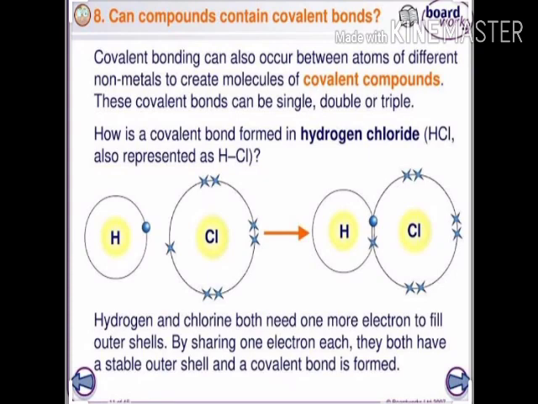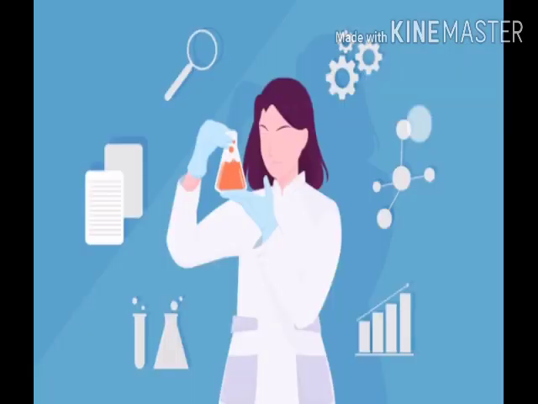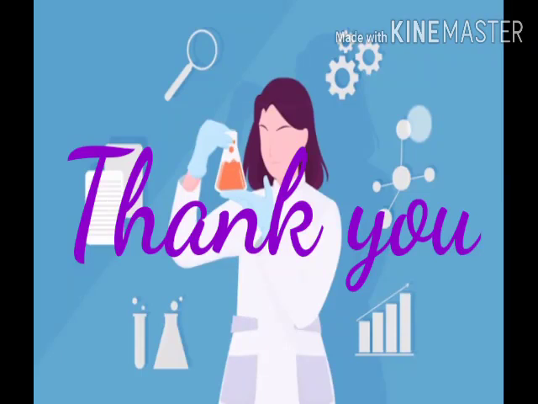Covalent bonding can also occur between atoms of different non-metals, forming saturated molecules of covalent bonding. As you can see, the Cl molecule is another example of a polar covalent bond.